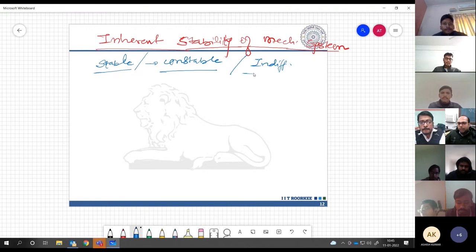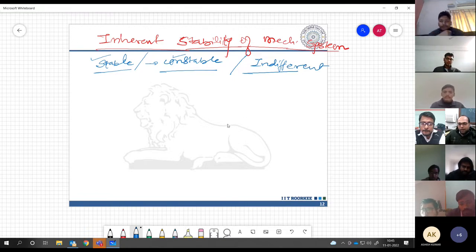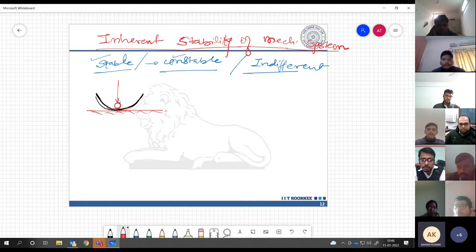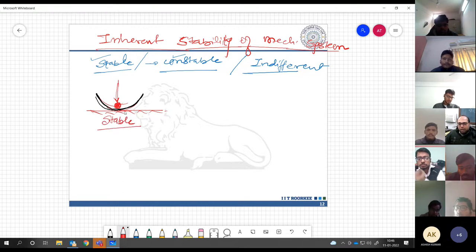See, there may be three different types of systems. Either it may be stable or unstable or indifferent. Indifferent meaning we will see. Let's say I have a surface like this and I am placing a marble in this. You disturb this marble, what will happen? Sir, it will come back to the initial state. Oscillate for some time. Correct. So whatever disturbance you apply, move a little bit on this side or on this side, ultimately it will settle down to this position. You understand my point? This is what is called a stable system, if the system is able to restore its original position after a disturbance is given.